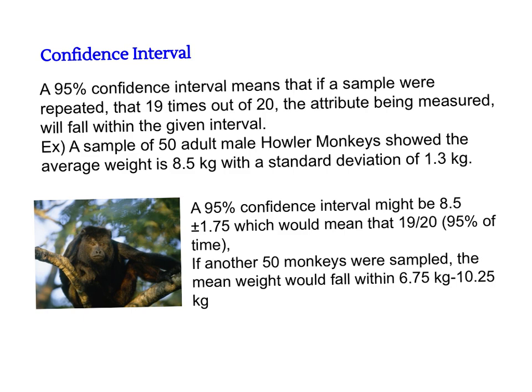So a 95% confidence interval might be 8.5 plus or minus 1.75, which would mean that 19 times out of 20, or 95% of the time, if another 50 monkeys were sampled, the mean weight would fall within 6.75 kilograms and 10.25 kilograms. So that is how we would read a confidence interval.